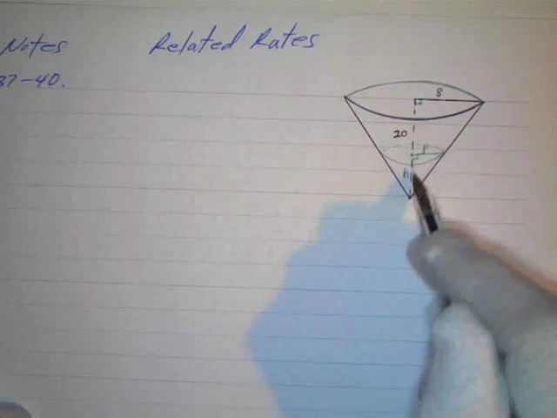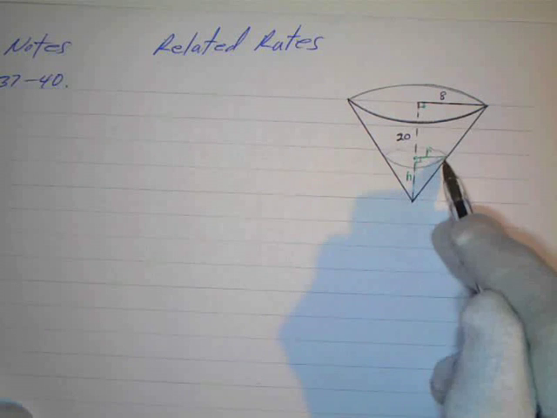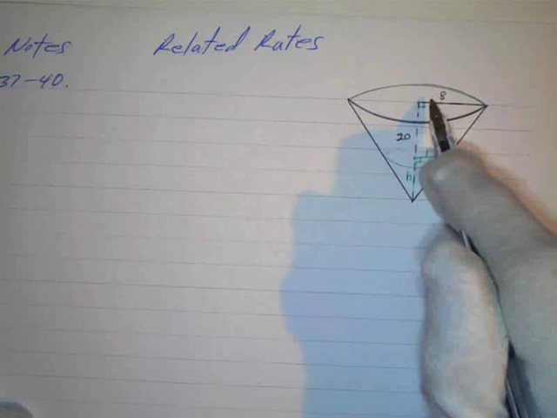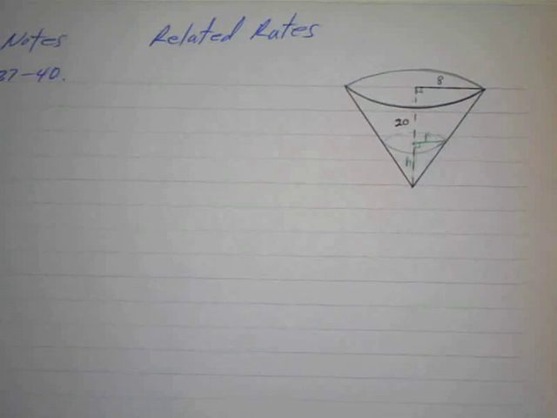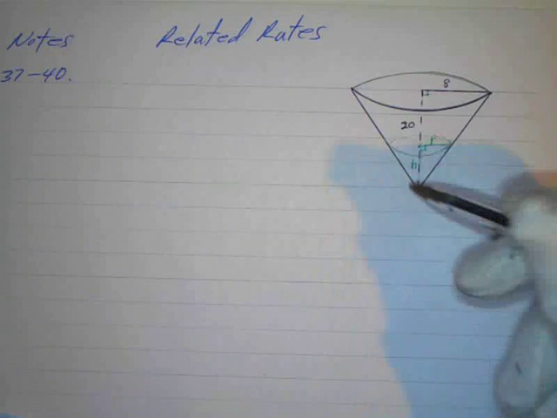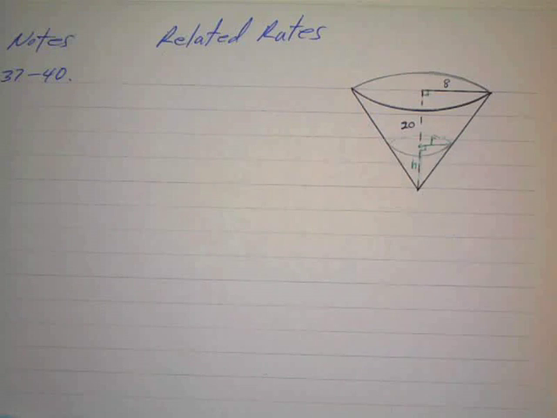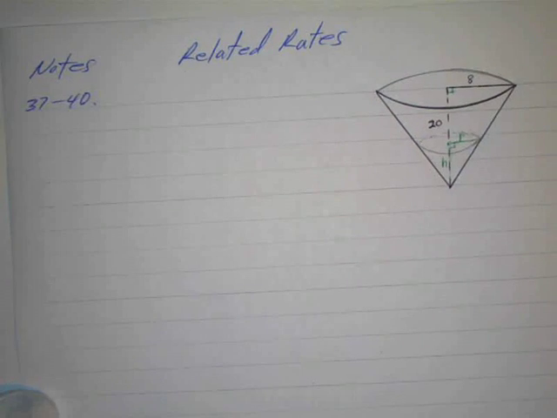We have these little cones that are constantly rising. So as you pour it up, if you just looked at one moment, we'd have a little cone here. A little later, it'd be a taller cone, until it's eventually 20 meters. And we want to find out how fast this height here is changing at a certain particular height.